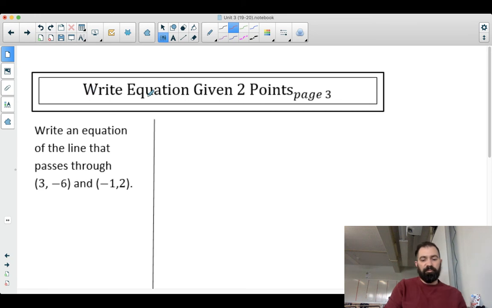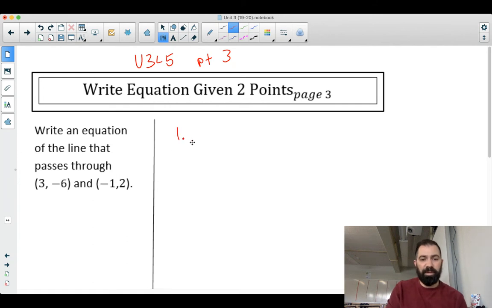Last one for our Unit 3, Lesson 5. This is part 3 of our lesson of writing equations given 2 points. Last example here, we want to write the equation of the line that passes through (3, -6) and (-1, 2). See if you can do this on your own. Remember, find the slope, plug into the equation, and solve for b, and then finally rewrite your answer.